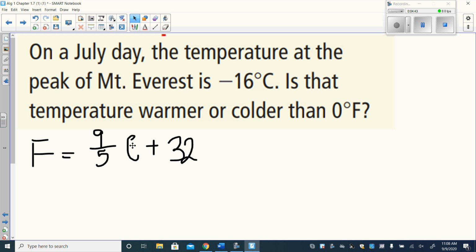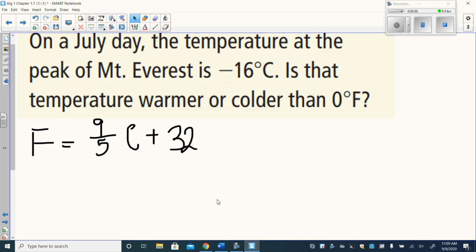So we'll do the same thing here. So we have our formula. On a July day, the temperature at the peak of Mount Everest is negative 16 degrees Celsius. Is that temperature warmer or colder than 0 degrees Fahrenheit? Let's just assume we don't know what freezing is in, well, freezing for Fahrenheit is 32 degrees. 0 degrees Celsius is freezing. So we kind of have a gauge there. So we'll see, is it warmer or colder than 0 degrees?